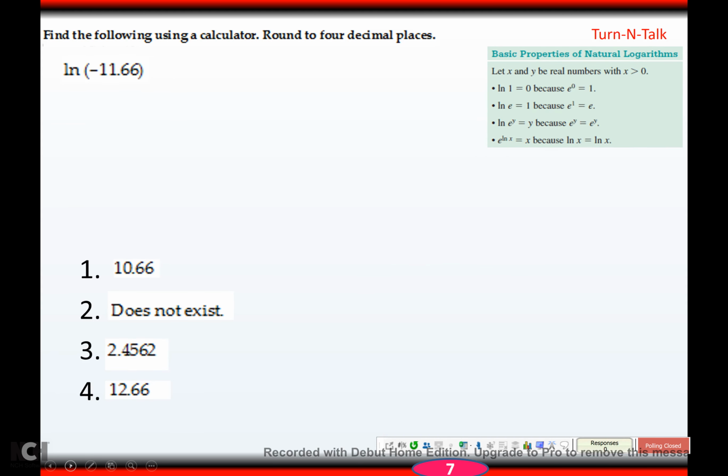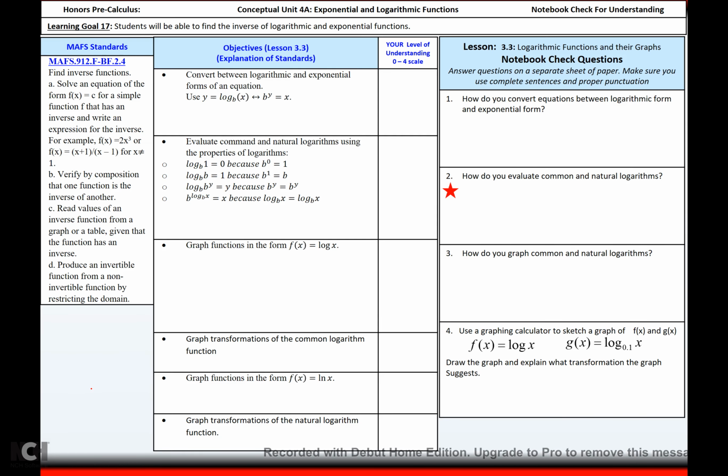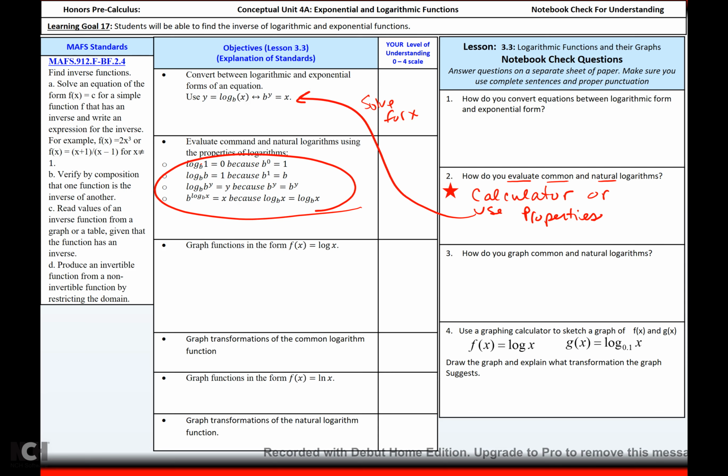Type this one in, and guess what happens when you try an ln of a negative? It does not exist either. Okay? So how do you evaluate common and natural logarithms? Well, if you're evaluating them and they're common and natural, you use a calculator. Or you can use the properties, meaning you can convert like this and solve for x. Or you can use any of these properties, and because they match, your answer is just the exponent.